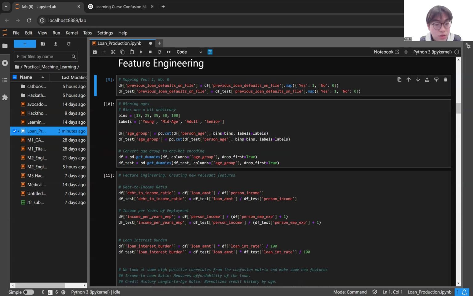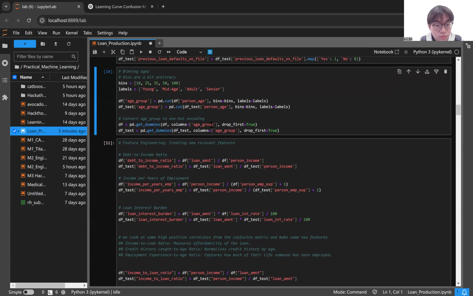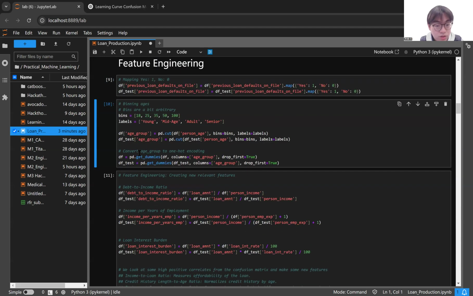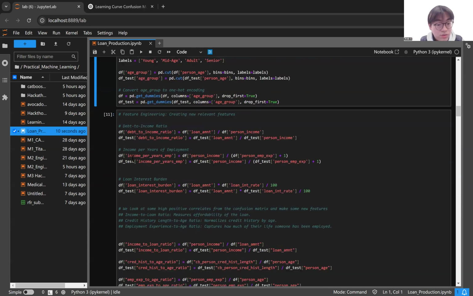And also we bin the ages. We divide them into several groups, which are young, middle age, adult, and senior. And we also want to transform the age group into dummy variables so that the model can interpret it. And of course, we don't think there's any difference between young and middle age. There's no sequential order within them, so that's why we want to convert it into dummy variables.